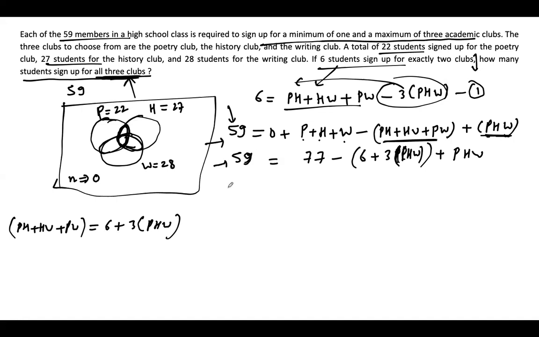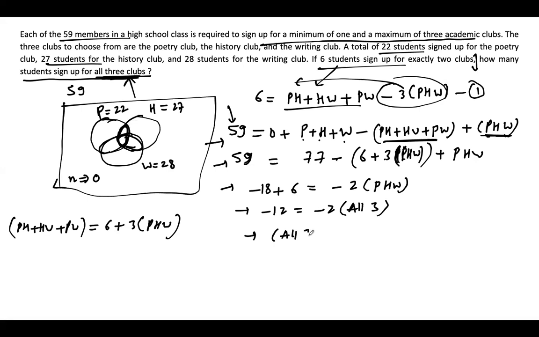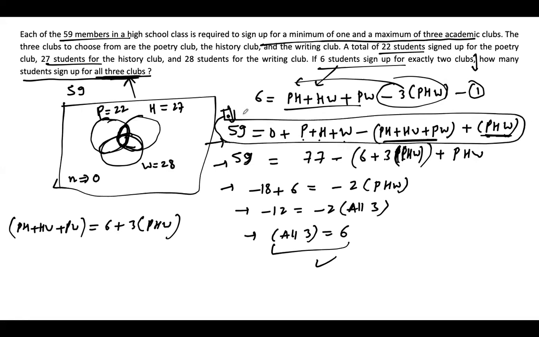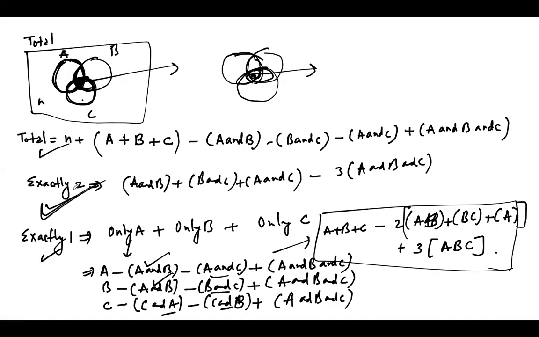So 59 minus 77 is what? Minus 18. And minus 6 goes to the left. You have minus 3 PHW plus PHW, which is minus 2 PHW. So minus 12 comes out to be minus 2 PHW, I'm saying all 3. So all 3 comes out to be 6. So I've written basically 2 equations and simplified. This is the total equation, and this is the exactly-2 equation that we discussed.